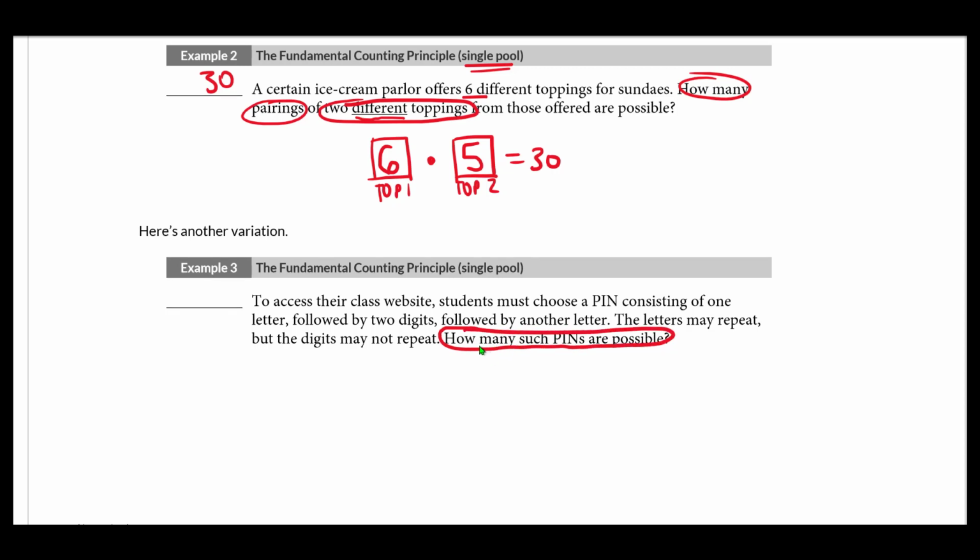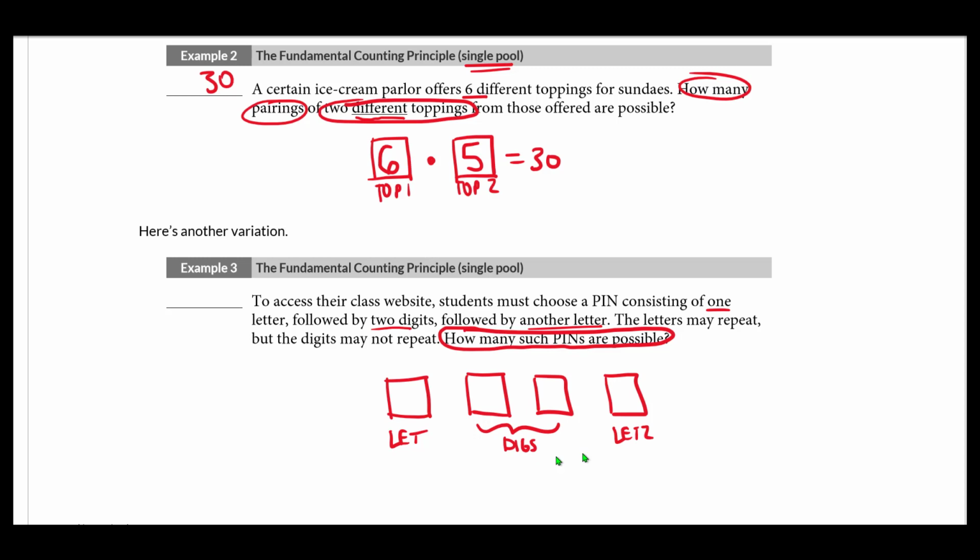Okay, so what do we got here? We got 1 letter, then 2 digits, and then another letter. So there's 4 choice fields. The 4 choice fields are the first letter, these are the digits, I'll just write digs, and then this is letter 2. So letter 1, letter 2. So 4 choice fields, the 2 letters, and then the 2 digits in the middle.